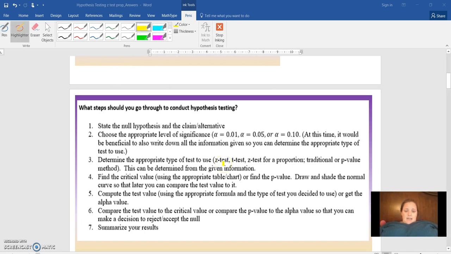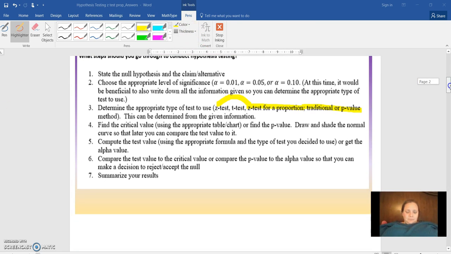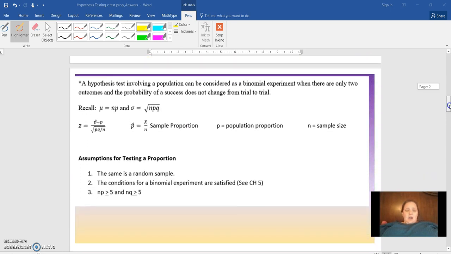All right, so z-test for proportion, exact same steps. They're going to give us the alpha. This time we're going to do z-test, traditional or p-value. The z-test for proportion uses the exact same values as the z-test. That chart, and actually let's get that chart available in just a minute. I'll get a copy of it for you. Here's our chart, or we can do the p-value, and then we'll compute it on the calculator. And then we're going to compare and summarize our results. So same steps.